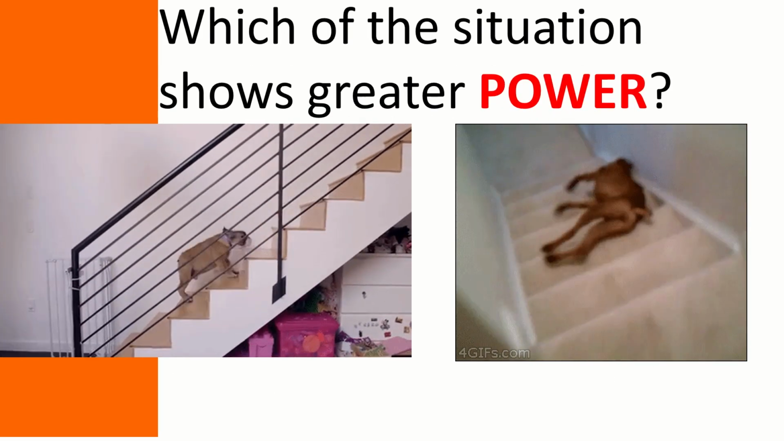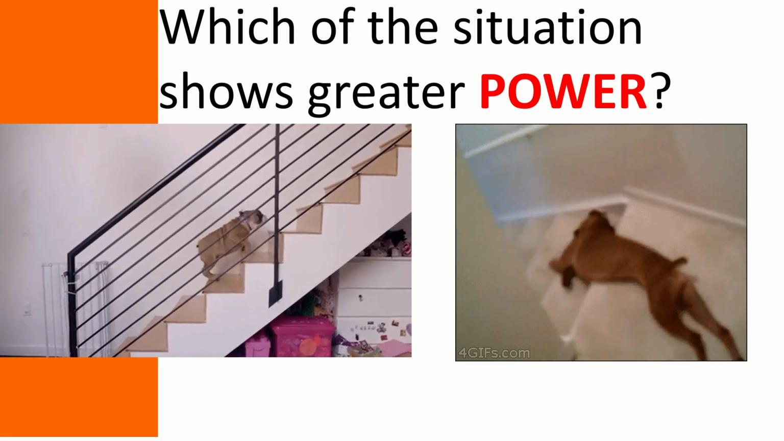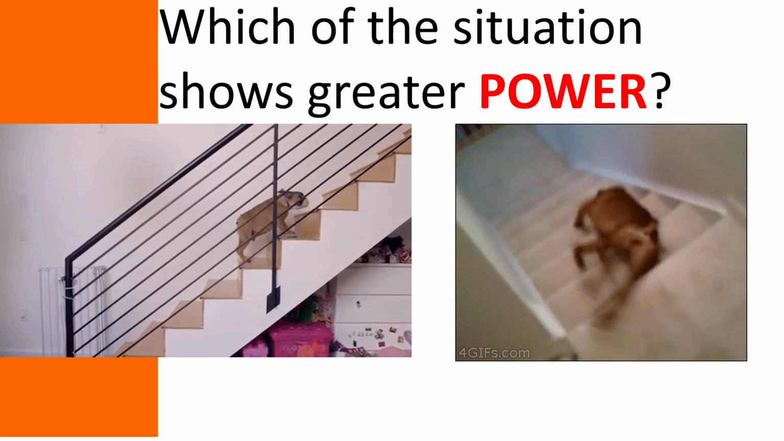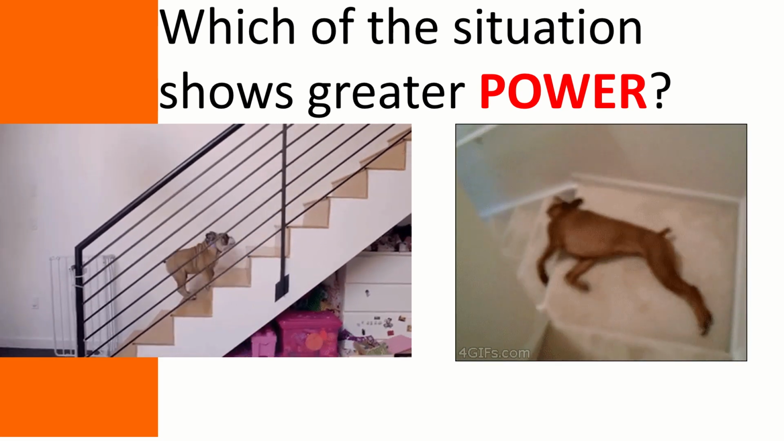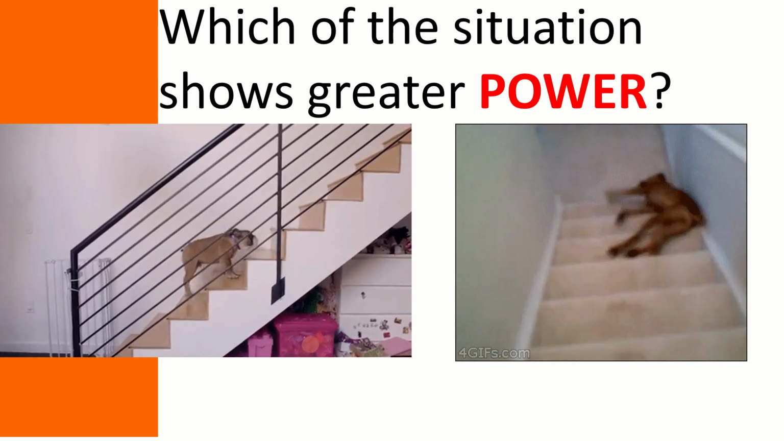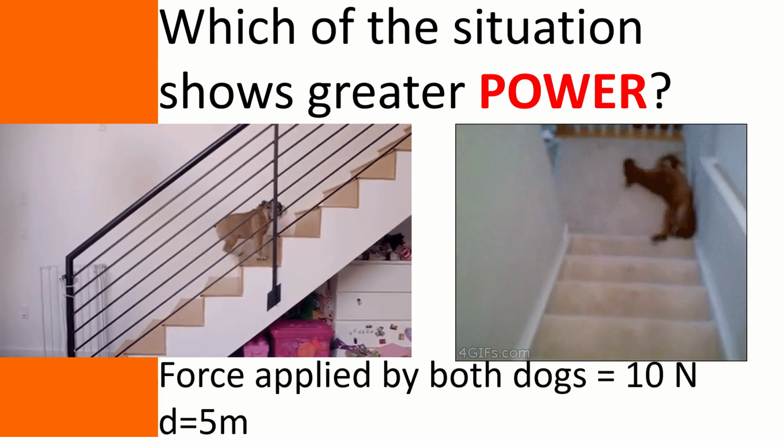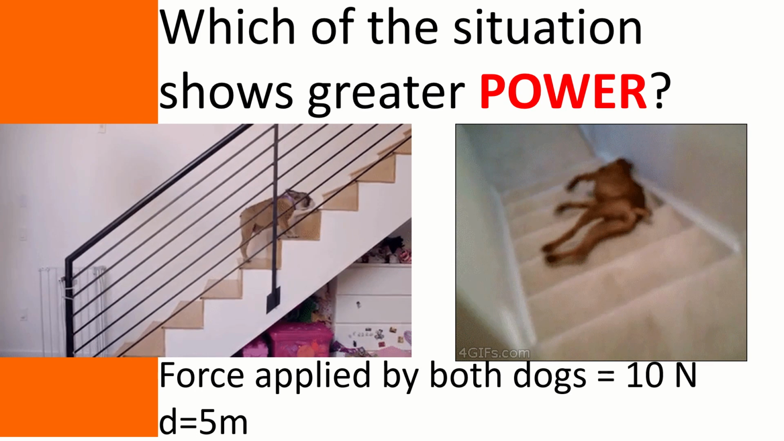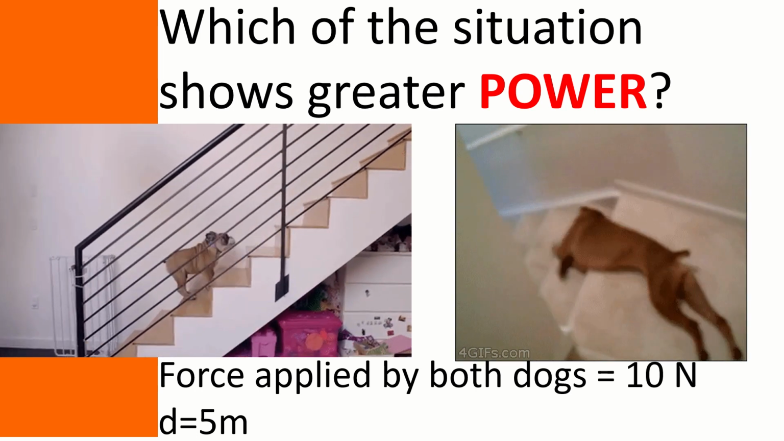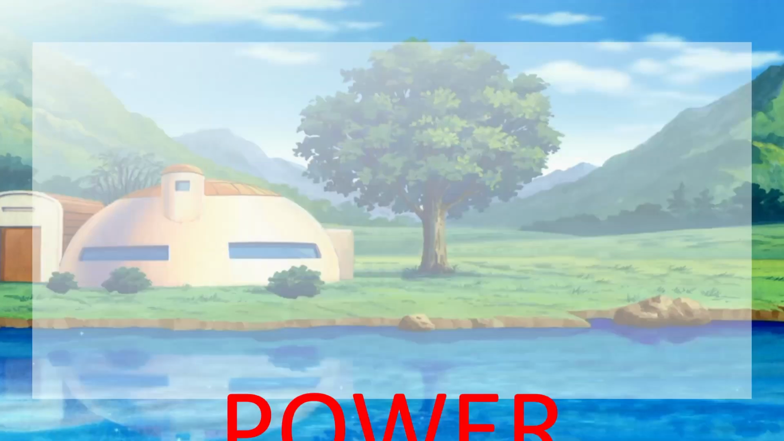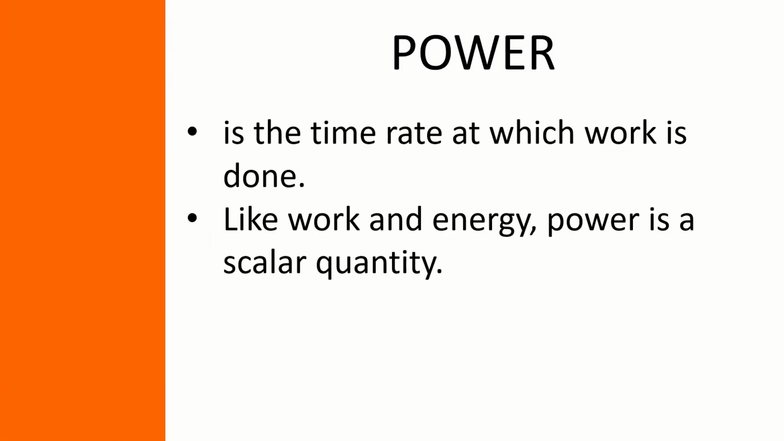But if I now ask you which of the situations shows greater power, again, we're assuming that they're both going upward, but the other one is hopping or skipping, while the other one is much faster in approaching the specific place, right? The force applied by both dogs is still 10 newtons, and the distance is 5 meters. But here, the question is asking which situation shows greater power. To answer this question, let's define what power means. Power is basically the time rate at which work is done.